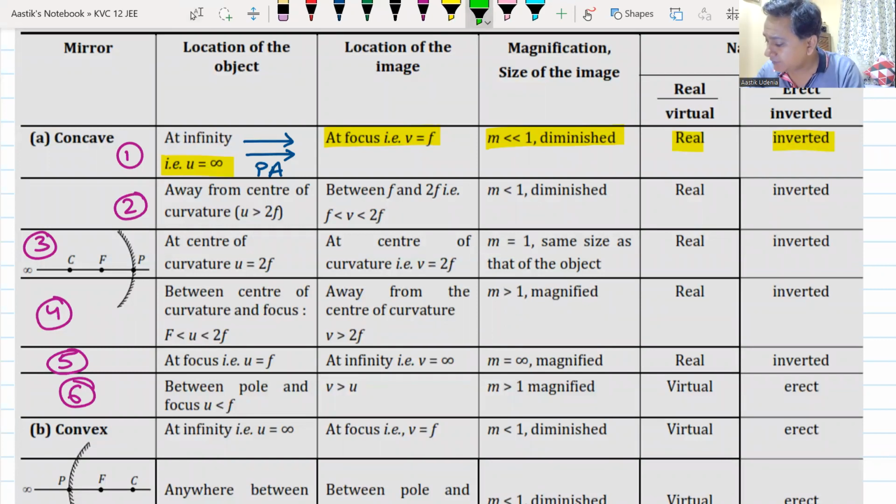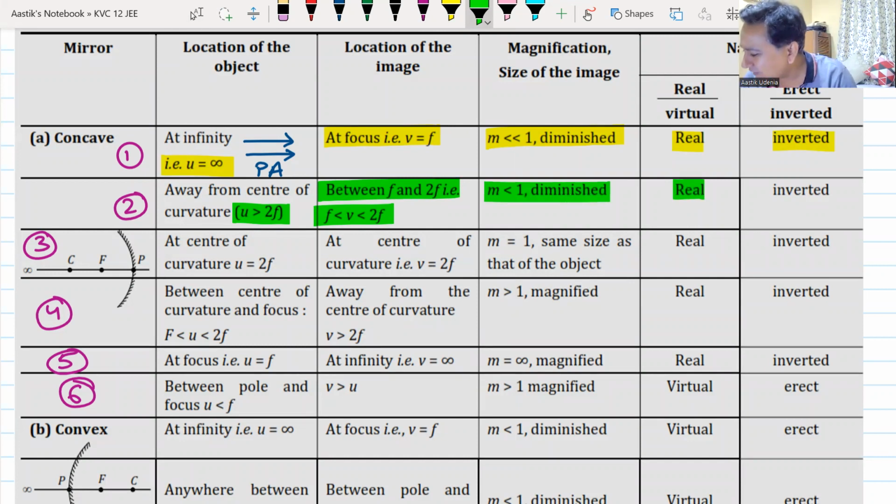Point number two. Where is the object placed now? The green thing. It is placed beyond the center of curvature. Now remember, where is the image formed? Very important point. It is formed between F and 2F. It is diminished. Magnification is less than 1. It is real and it is inverted. So what you want to understand is, when the object is at infinity, the image is very small. But when you are coming from infinity towards the center of curvature, the image starts to become bigger. Object coming closer, image becoming bigger.